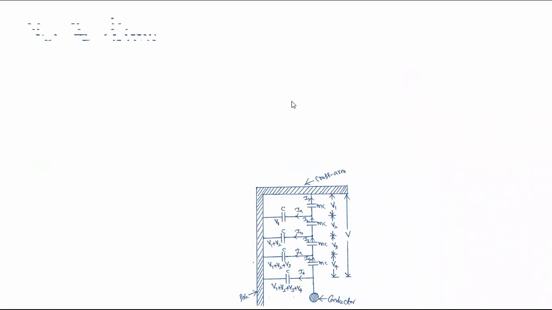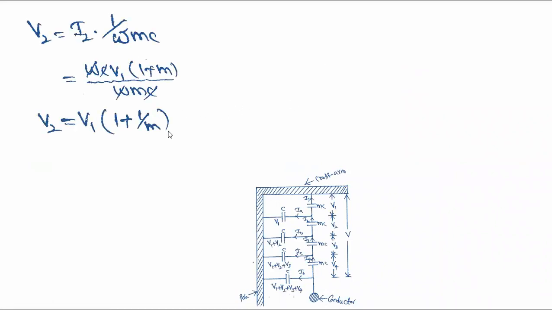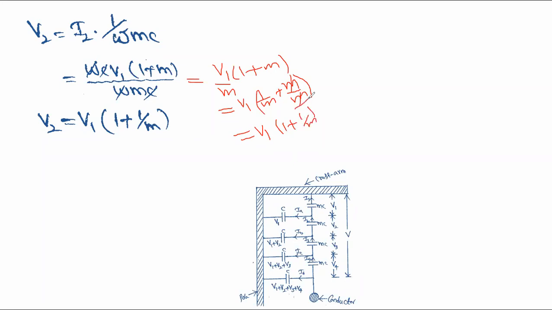You can see here, if you are substituting, we are getting V2 equal to V1 into 1 plus 1 by M. That is, here we are getting V1 by M into 1 plus M. Sending the M inside, that is V1 into 1 by M plus M by M. If you take the LCM as common, the value is not changed. This gets cancelled, numerator and denominator. So finally, we are getting V2 equal to V1 into 1 plus 1 by M. This is the term we are getting.